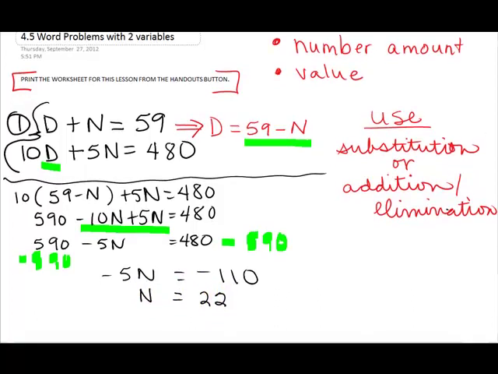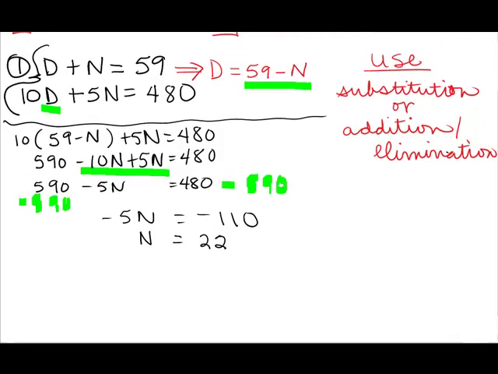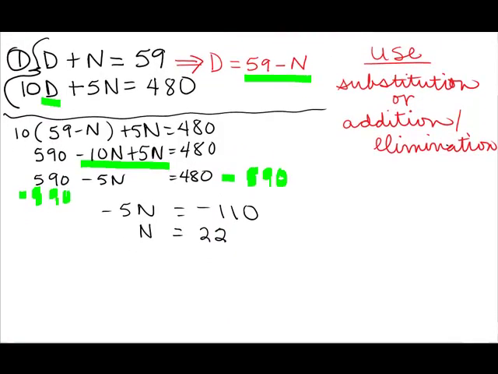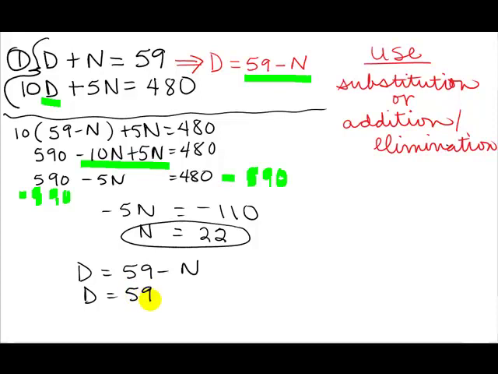Now they want us to find how many of both coins. So this is going to be important for you to be sure and find both answers. So the n equals 22. Well, I already rearranged this to say D equals. And so if I say D equals 59 minus N, and I use substitution again, and put the 22 in for the N, then we can see it's going to be 37.